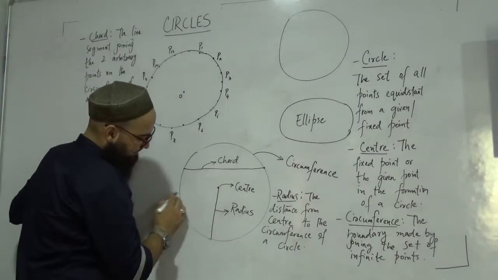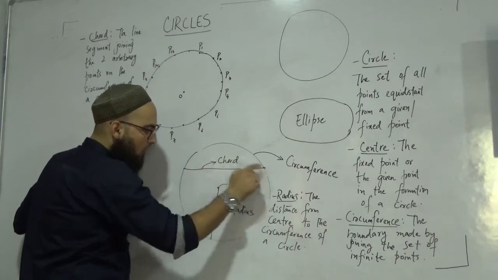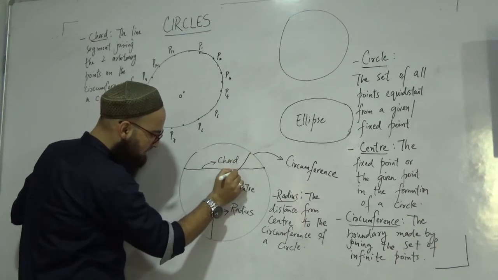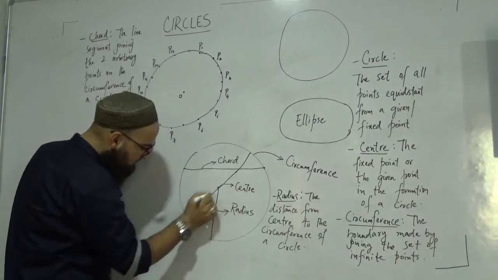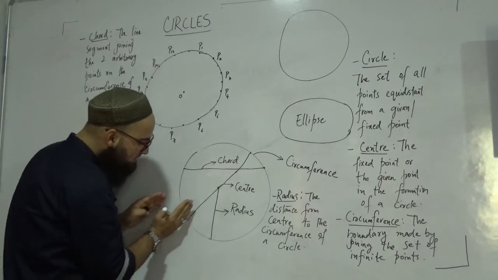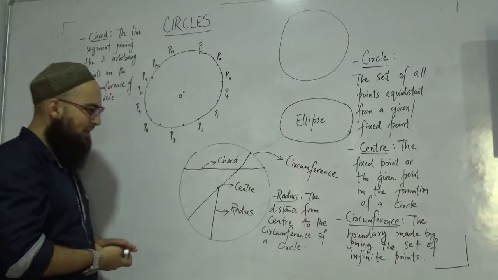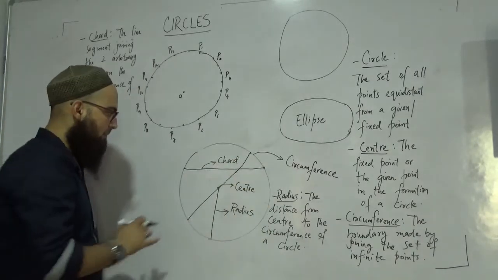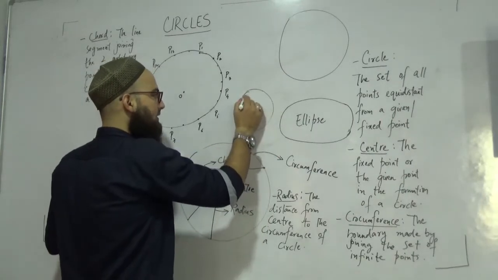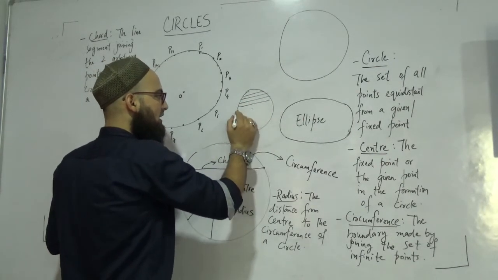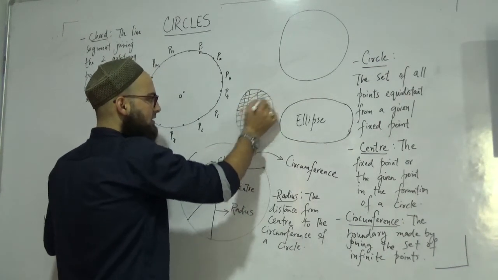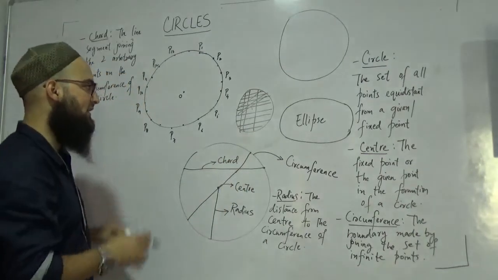Next is, if that chord passes through a center, for example like this. Again it's a chord, 1 point here, 1 point here, but this chord this time passes through a center. This will become the longest chord of the circle. Because you can have infinite chords like this. This is a chord, this is a chord, this is a chord. So you can have an infinite number of chords in a circle.